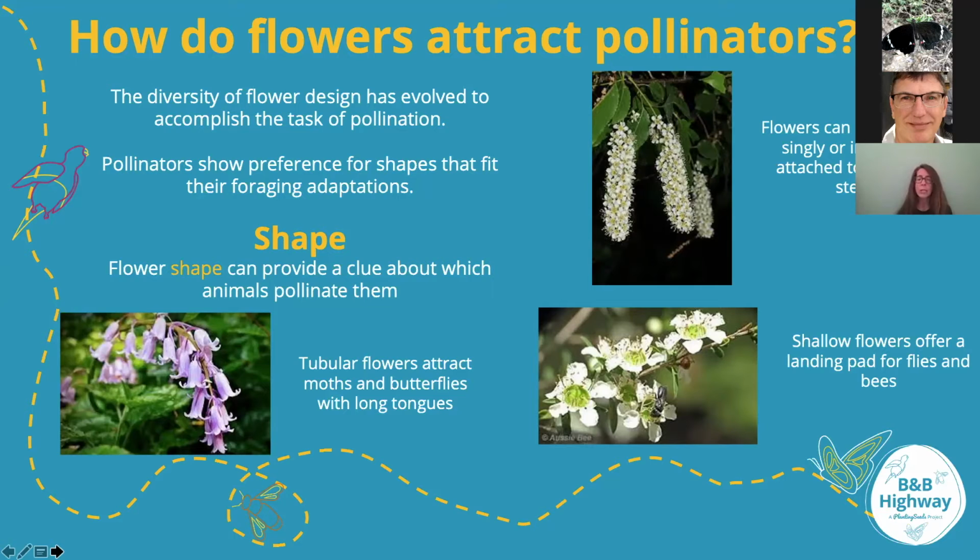So we can look at things like shape. The flower shape can give us a clue about the type of pollinator that flower or plant is trying to attract. So tubular flowers there we can see attract moths and butterflies that have long tongues that can get right down into the nectar in the center of those flowers. Flowers can also be arranged in groups or clusters, like we can see there on the top right, and therefore can be attracting many pollinators at the same time. And then there's also shallower flowers, which offer a nice landing pad for flies and bees, so they can stand on something while they're having their lovely sweet drink.